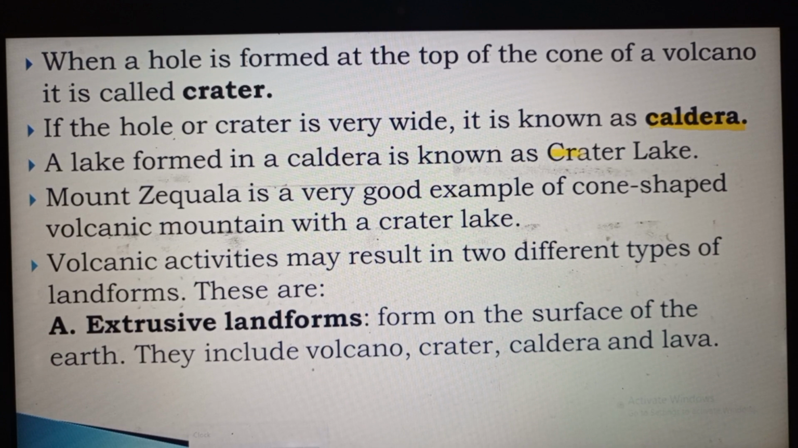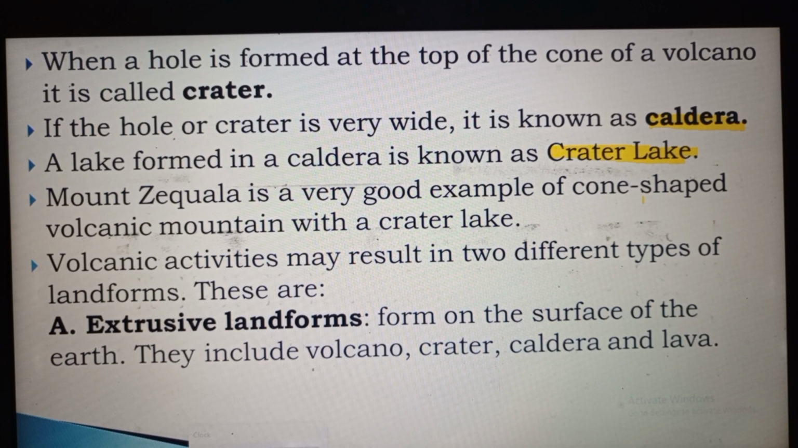So a caldera is a large, very wide hole, and if water fills this very wide hole, it is known as a crater lake. Mount Zukala is a very good example of a cone-shaped volcanic mountain which has a crater lake. So there is a crater lake on Mount Zukala. It is a typical example of a crater lake in Ethiopia.